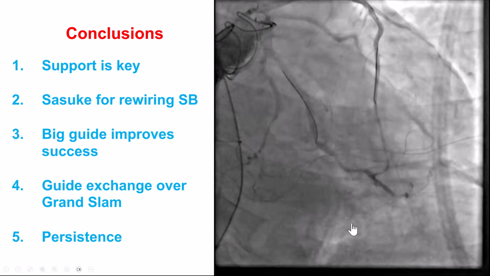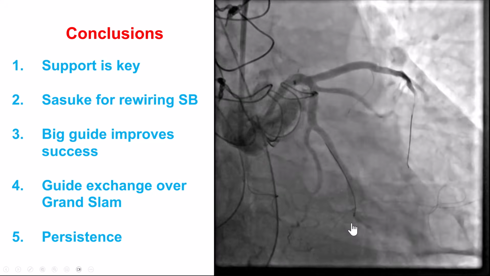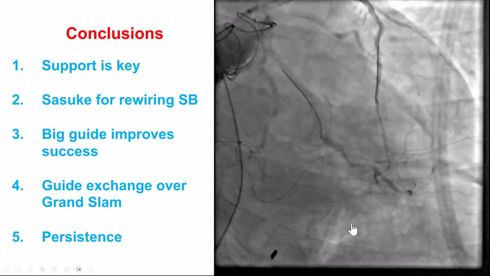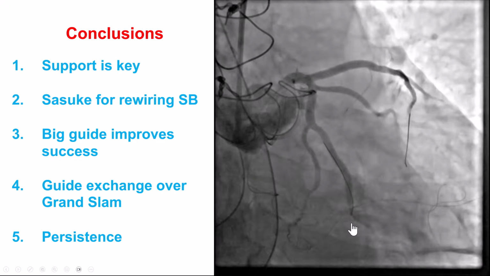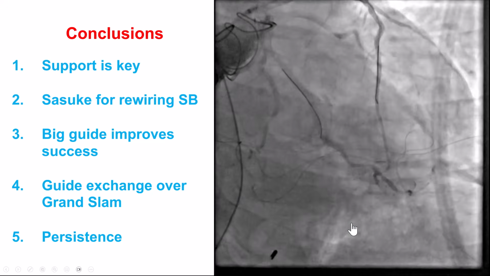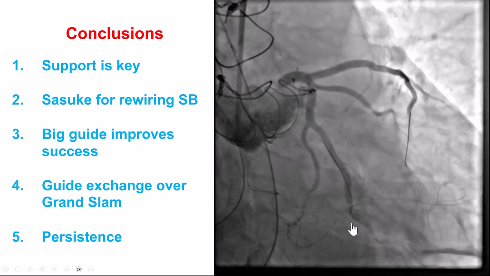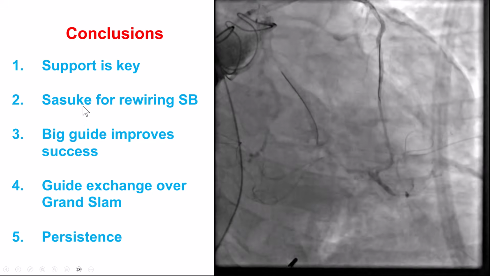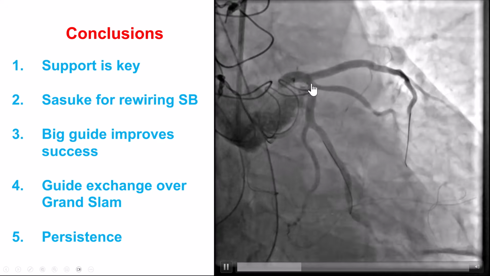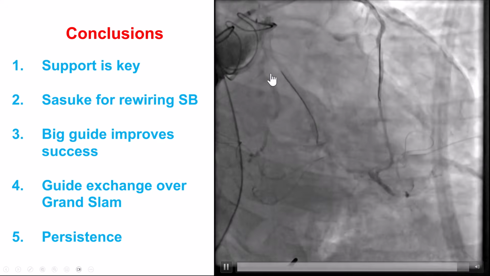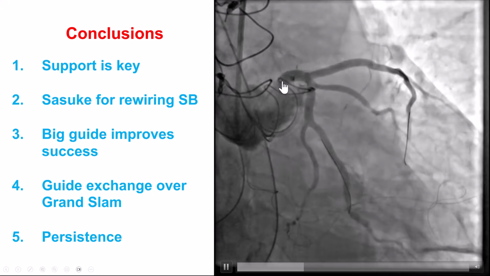Several lessons from this case. The first one is that for any PCI, especially complex PCI, having strong support is key to success. In this case, a 6 French guide, a 6 French guide extension limits a lot the options, provides very poor support, makes everything very difficult. Second, dual lumen microcatheters were critical for wiring through bifurcations. In this case, the Sasuke was used repeatedly for wiring into the circumflex, and it was a big part of the success.